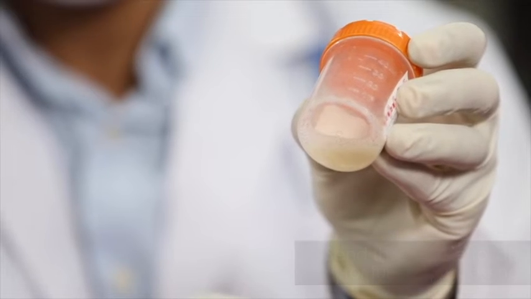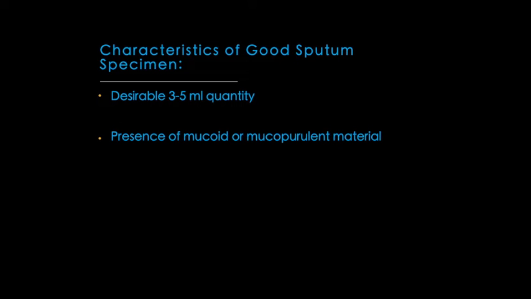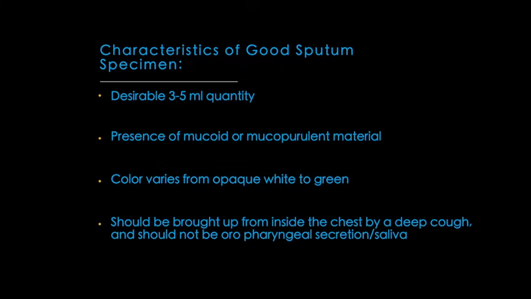further processing. The characteristics of good sputum specimen are desirable quantity of 3 to 5 ml, presence of mucoid or mucopurulent material, color varies from opaque white to green, should be brought up from inside the chest by a deep cough and should not be oropharyngeal secretion or saliva.